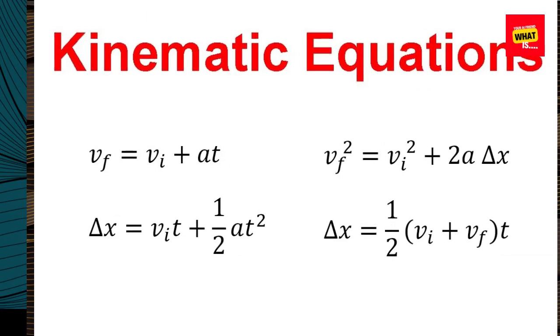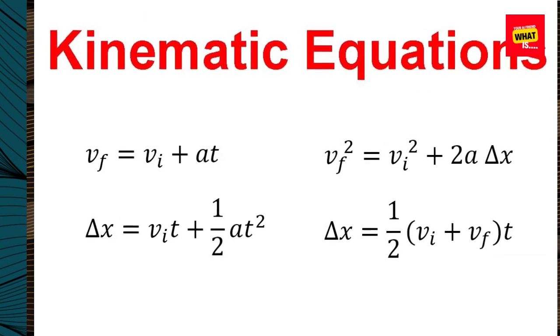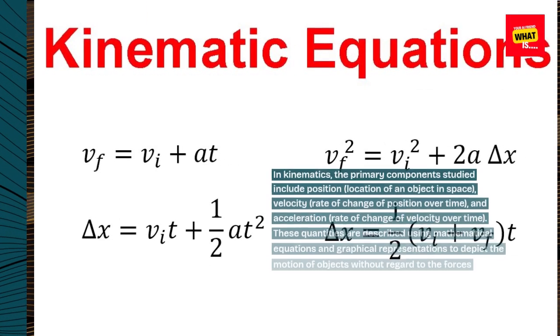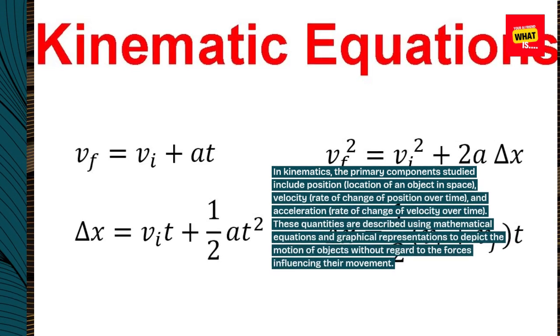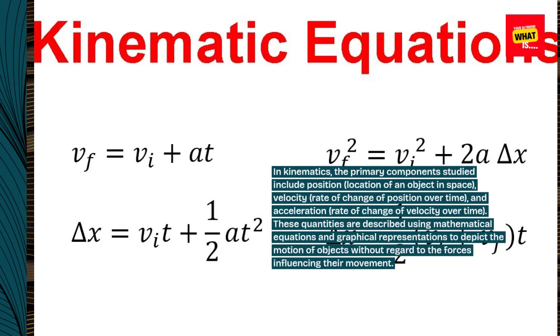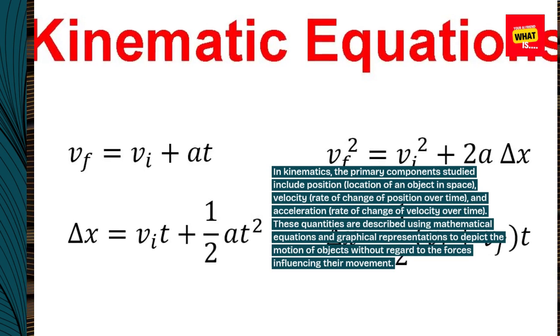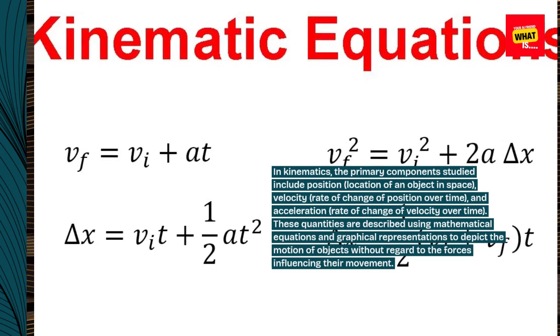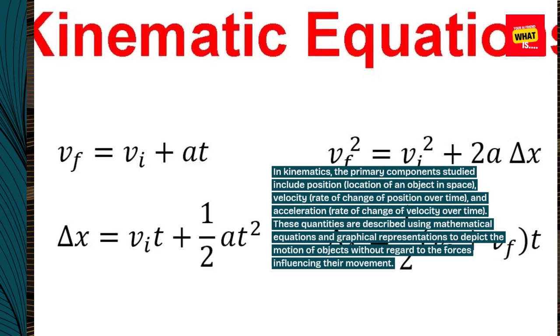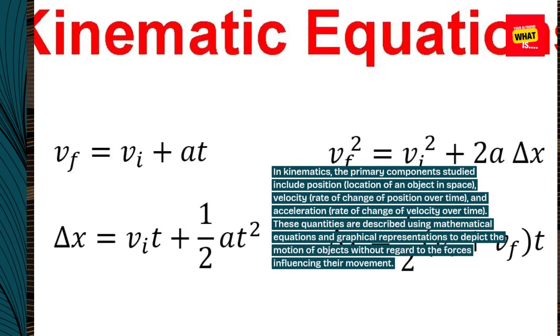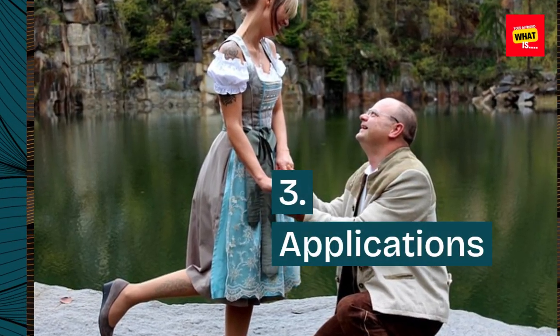2. Components. In kinematics, the primary components studied include position, the location of an object in space, velocity, the rate of change of position over time, and acceleration, the rate of change of velocity over time. These quantities are described using mathematical equations and graphical representations to depict the motion of objects without regard to the forces influencing their movement.